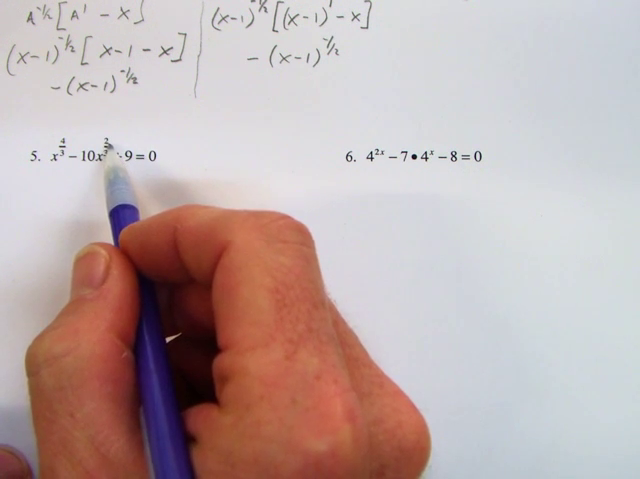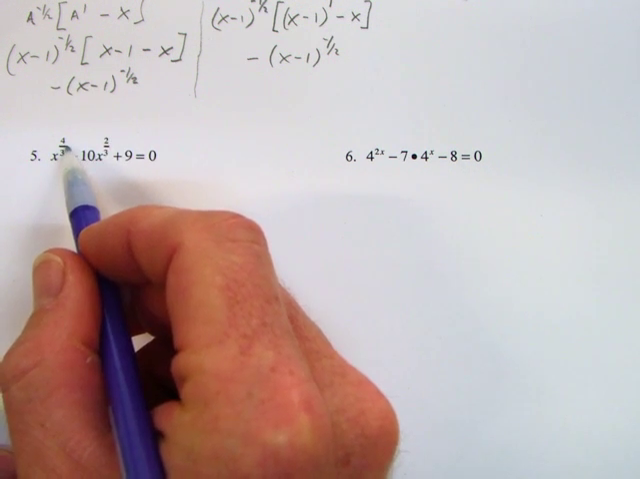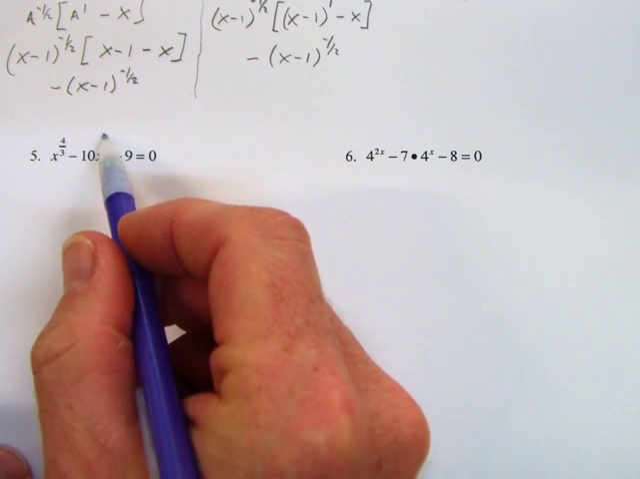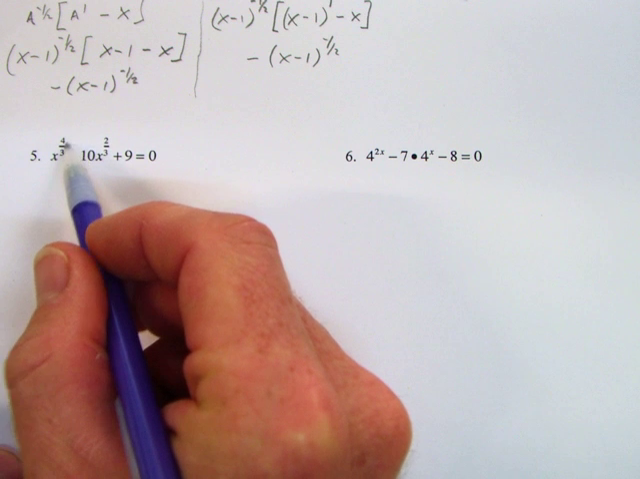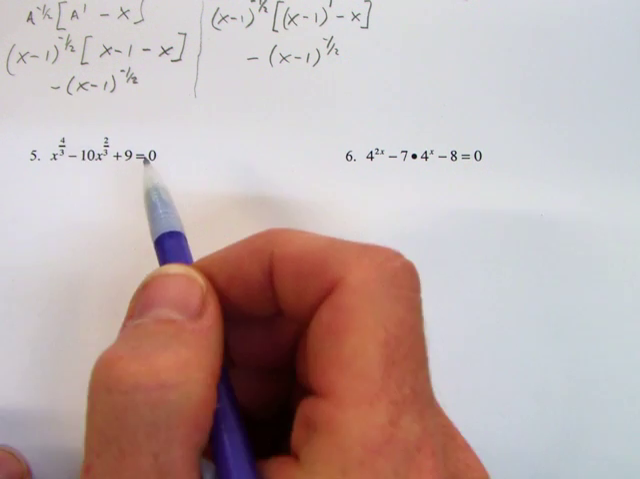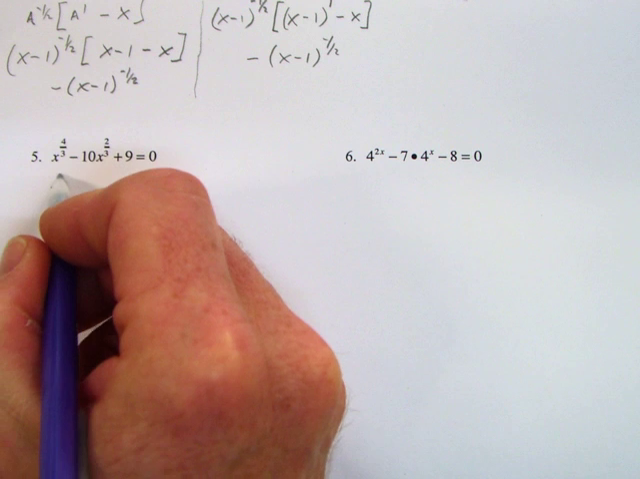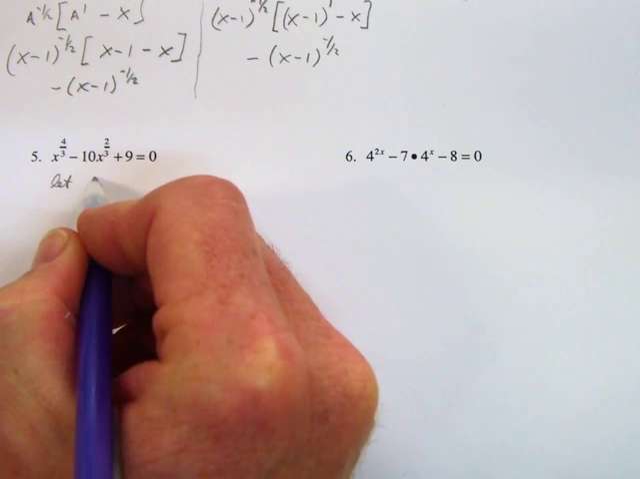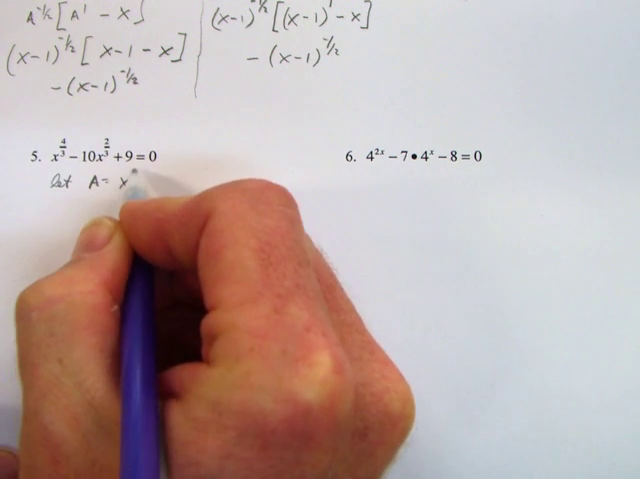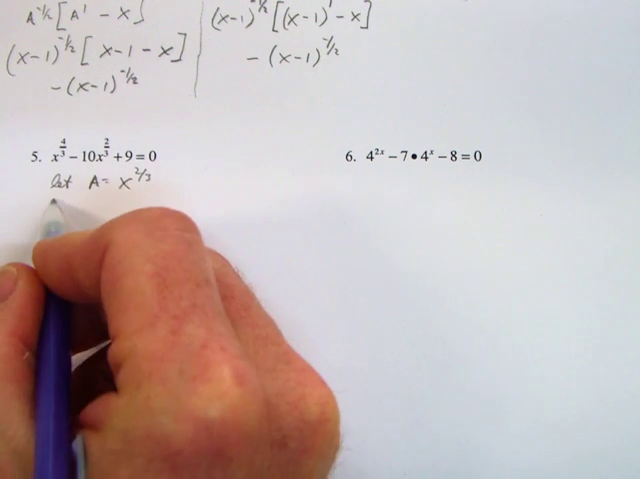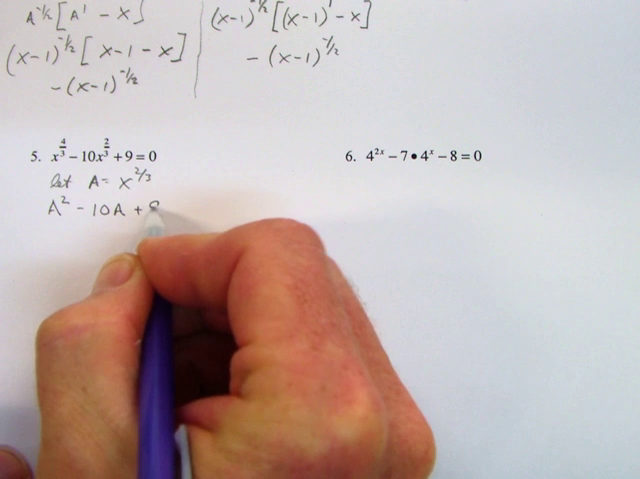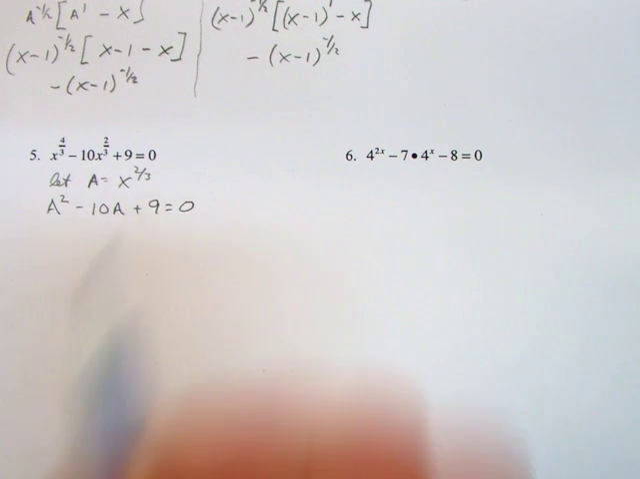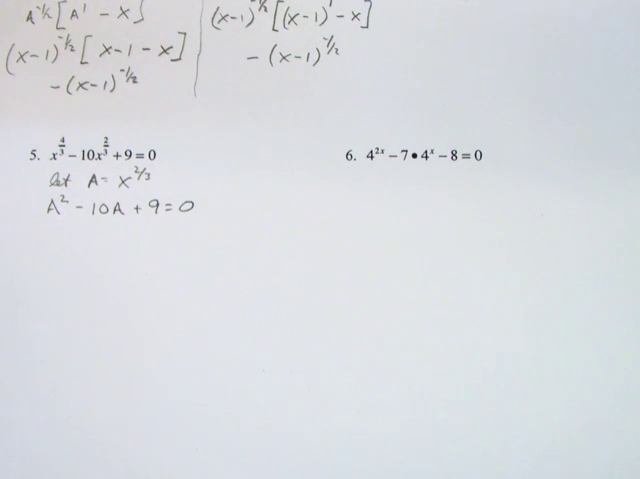Well, 2/3 times 2 is 4/3, or in other words, x to the 2/3 squared would give us x to the 4/3. So if we did something like let a equal x to the 2/3, this would be a squared minus 10a plus 9. Remember back in chapter 1 we had quadratic forms. This is another quadratic form.